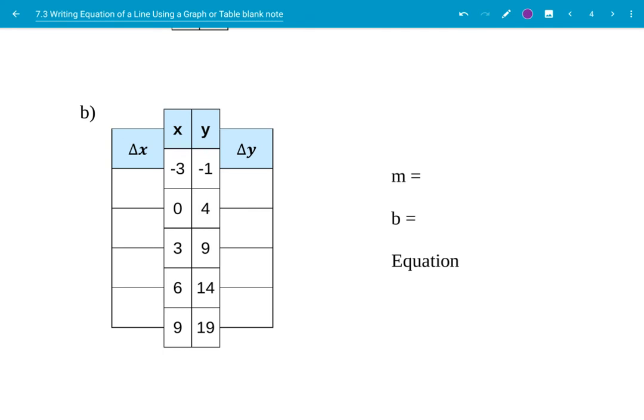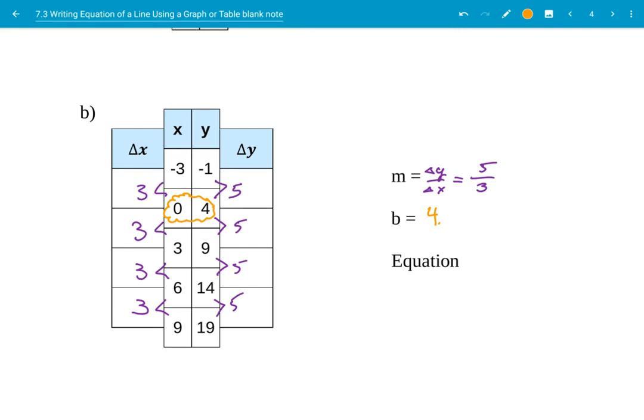What is the delta y? Well, y is going up by 5, going up by 5, all the way along. The x values are going up by 3. So it's delta y over delta x. So it's 5 over 3, and that doesn't reduce, and that's fine. When does the y-intercept happen? The y-intercept happens when x is equal to 0, which is right there. So the y-intercept is 4.